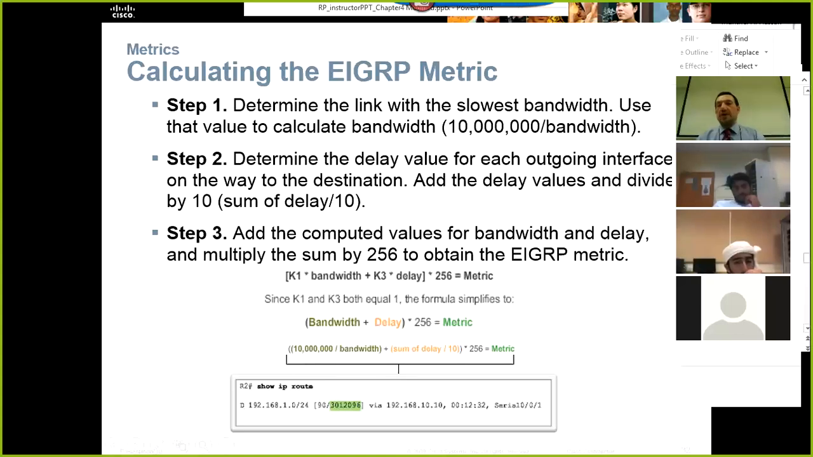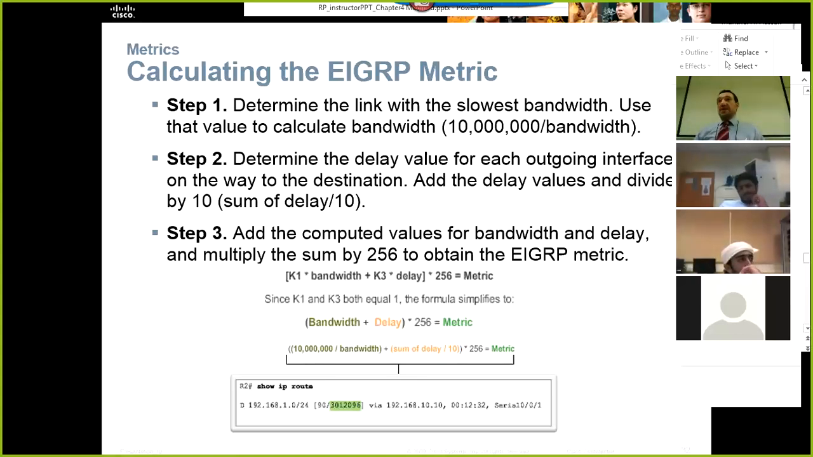Now, this same metric, we can also see it when we do which command? Remember which command? Which show command? Topology. Thank you. Well done. Show IP EIGRP topology will also show you. And in the show IP EIGRP topology, for every destination network, you will have two numbers inside the brackets.